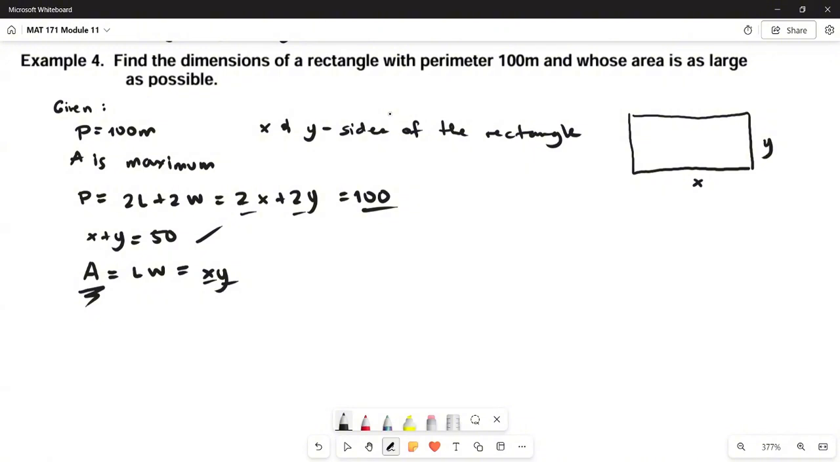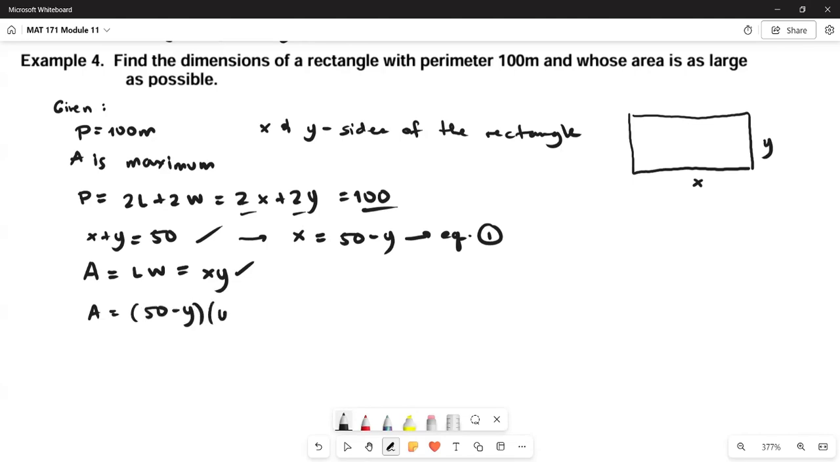Ang pwede natin gawin dito is, in terms of one term natin si A. Paano natin gagawin yun? We have here another equation, yung x plus y is equal to 50. I-derive lang natin. It's either y or x yung ihiwalay natin. Okay lang naman. O sabihin natin x yung ihiwalay natin. So magkakaroon ka ng 50 minus y. Now you have equation number 1. Substitute natin yung x dun sa equation na to. You have A is equal to 50 minus y times yung w natin or yung y. Simplify, A is equal to 50y minus y squared.